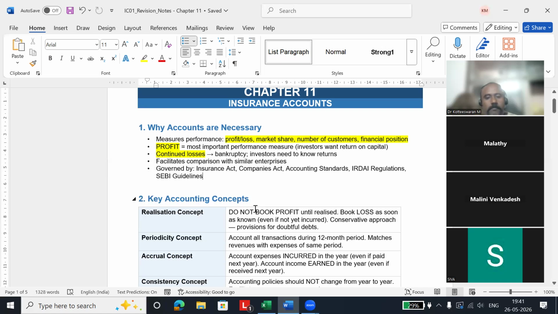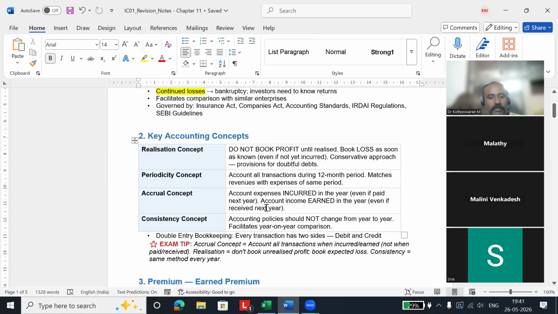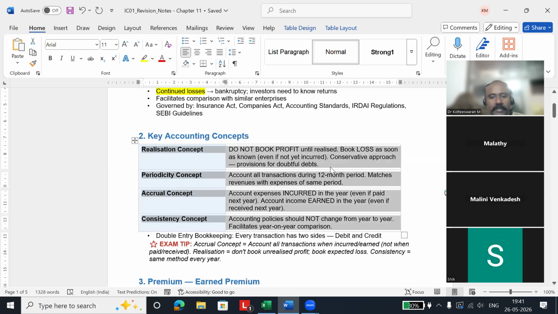I'll move to the key accounting concepts. Basically, four types of concepts are there for accounting: the realization concept, periodicity concept, accrual concept, and consistency concept. An insurance company will follow any of these four concepts in their accounting books. We'll go one by one and see what these concepts are, and I'll also have some examples.